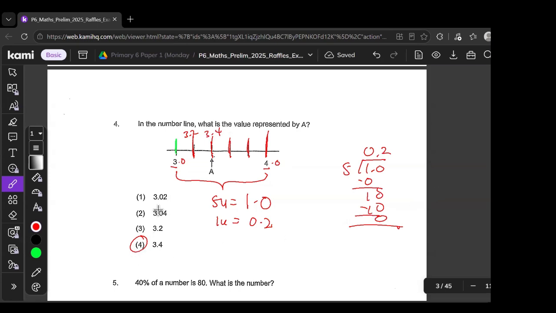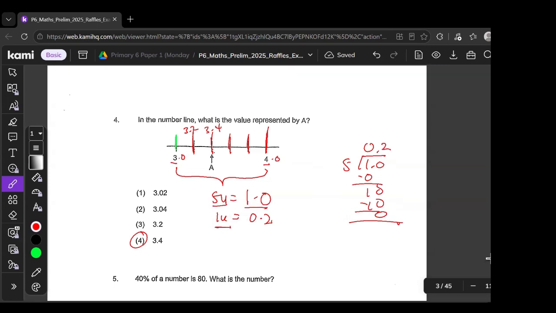Very simple. If you think it's very easy to get the answer, you can skip all this. But otherwise, if you don't know how to do it, you must count the gaps. Find how big one gap is. Okay, question 5.